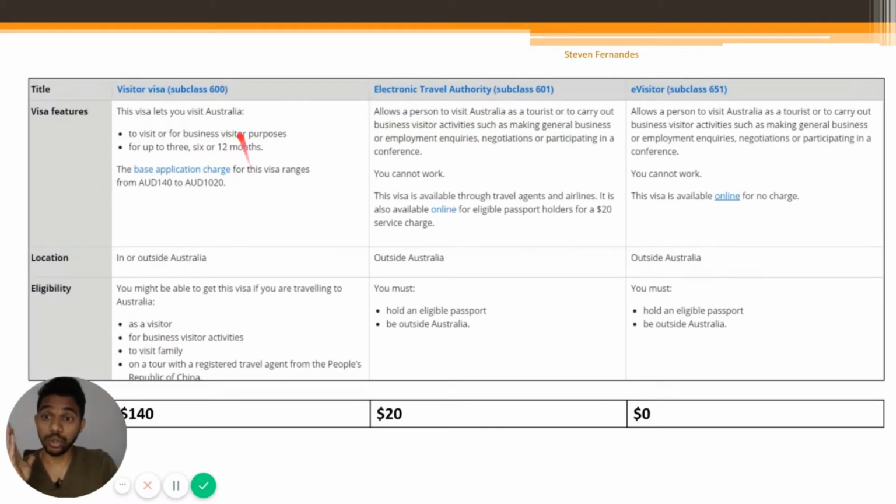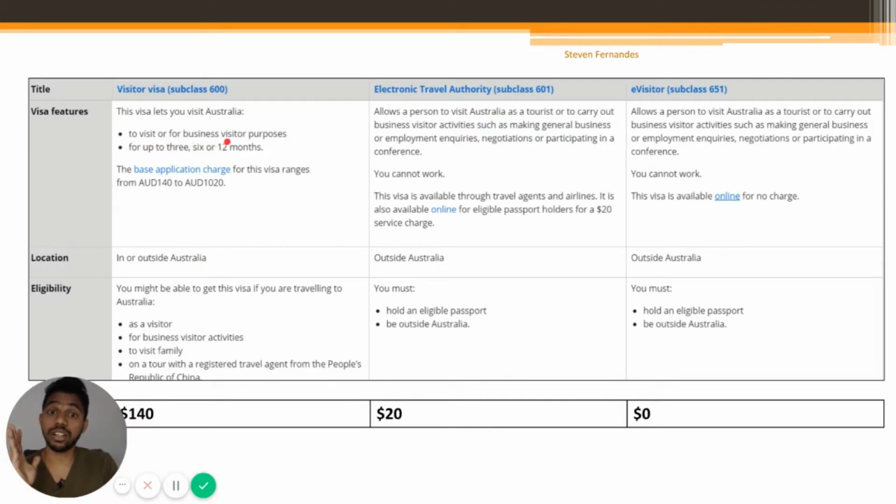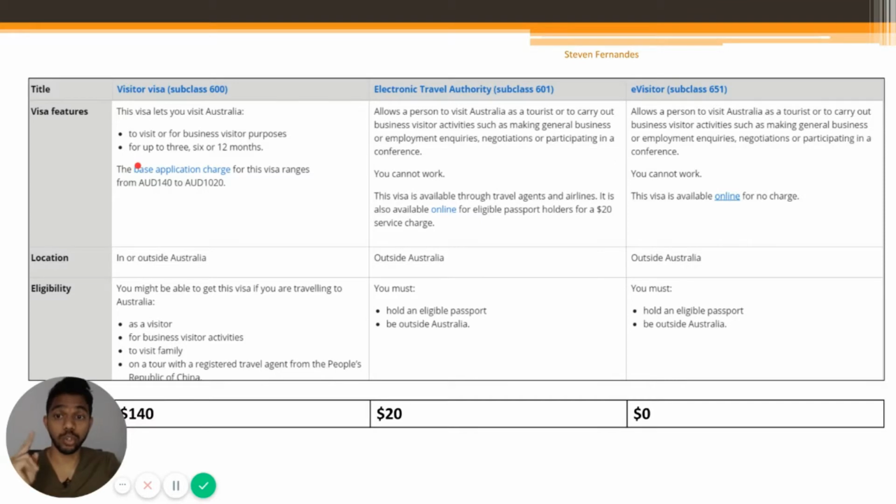Okay, so like I said, it's broken into three categories. You can visit or meet your friends, family, or you can even visit for business purposes, on all three visas. You can attend trade shows, you can travel around Australia, but it's only for a limited amount of time. You're not able to stay indefinitely. Most of these visas are for up to 3, 6, or 12 months.